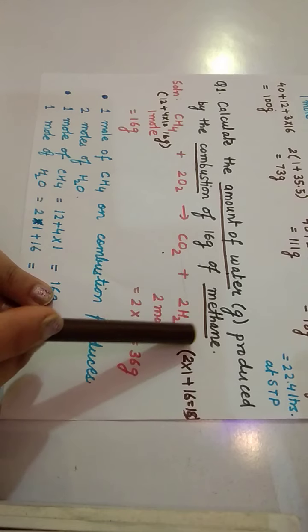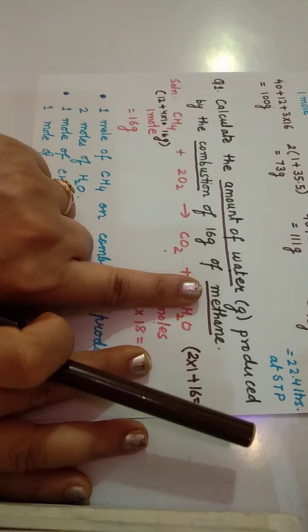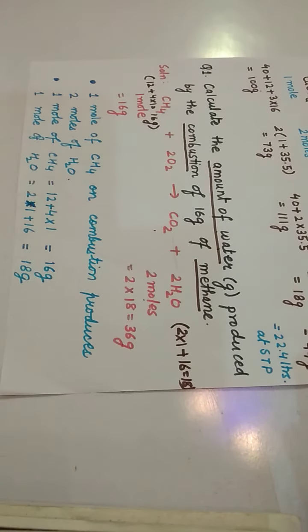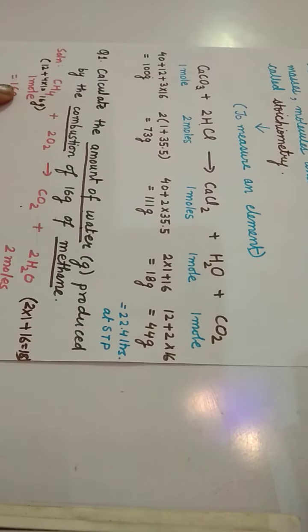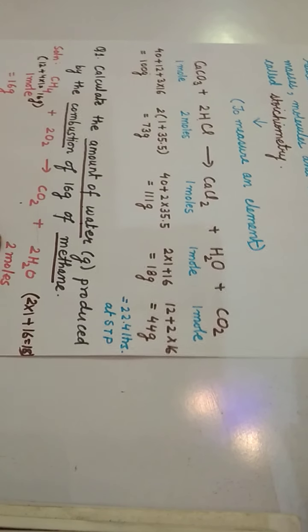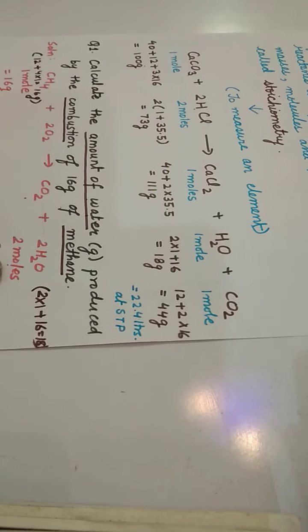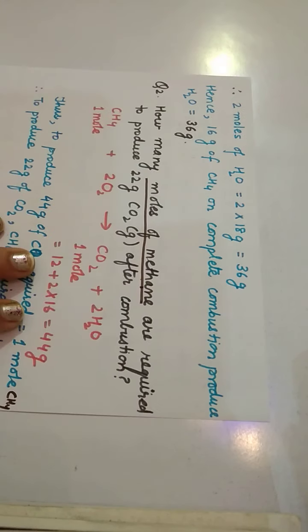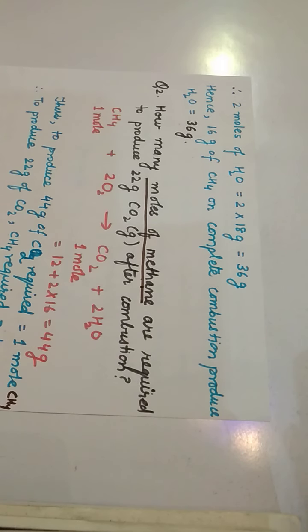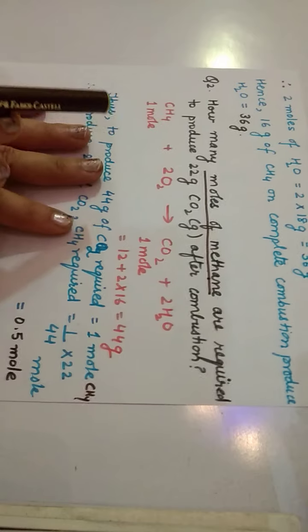And children, 1 mole of water has mass 18 gram. So 2 moles of water will be what? Because 1 mole of methane is producing 2 moles of water. So 1 mole is having 16 gram. So what will be 2 moles of water? 2 into 18. Therefore 2 moles of water is equal to 2 into 18 gram, which equals 36 gram. That is, 16 gram of methane on complete combustion produces 36 gram of water.